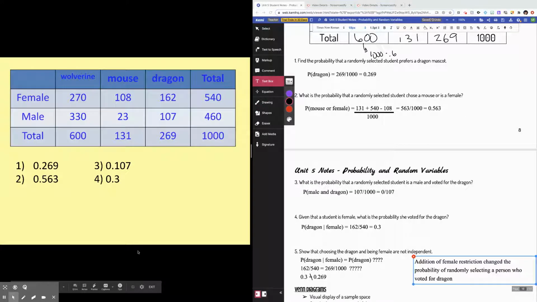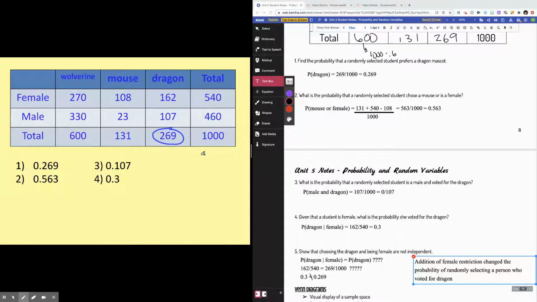All right, folks, so here are the final answers. So check your answers against mine. So first question asked to find the probability of a dragon mascot. So there were 269 that voted for dragon, divided by 1,000, so 0.269.